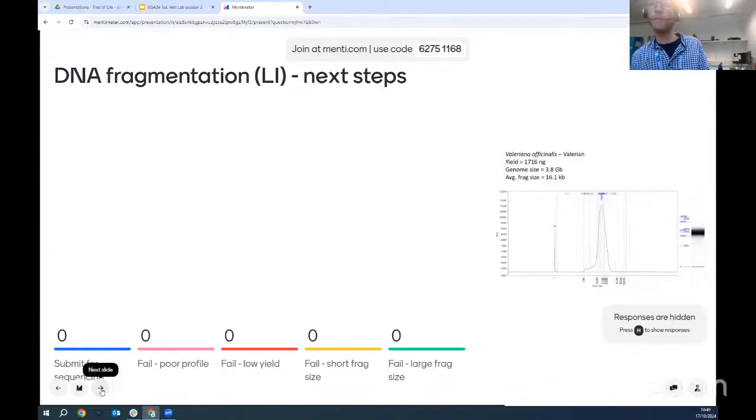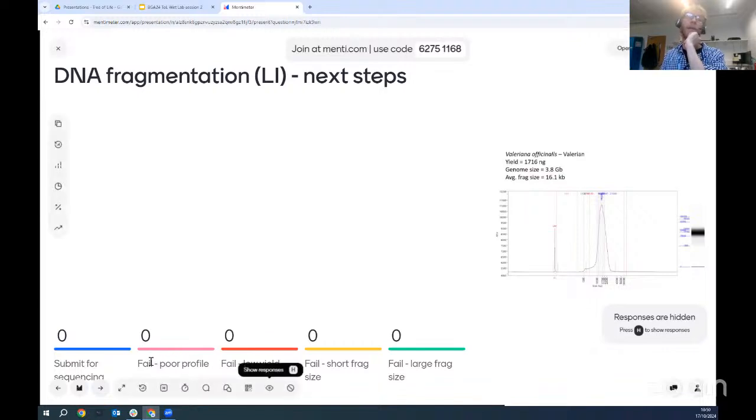Okay, so next we're moving on to DNA fragmentation, and I should have put at the top whether it's for ULI or LI. LI is our standard library prep, and ULI is our ultra low input standard prep. So we have 5 decisions down the bottom. The first is submit for sequencing. The second is to fail it on a poor profile, fail on low yield, fail on short average fragment size, or fail on large average fragment size.